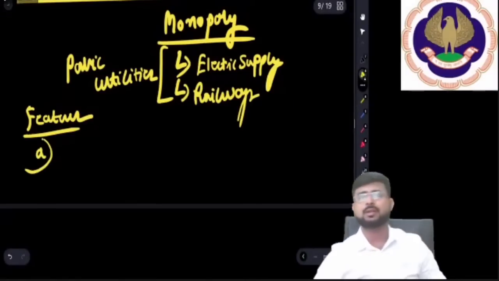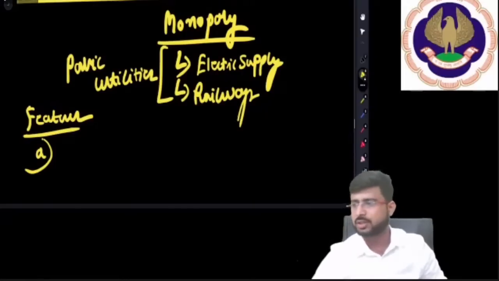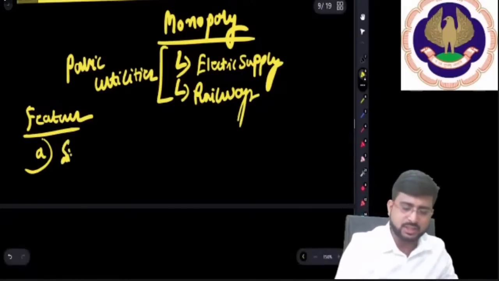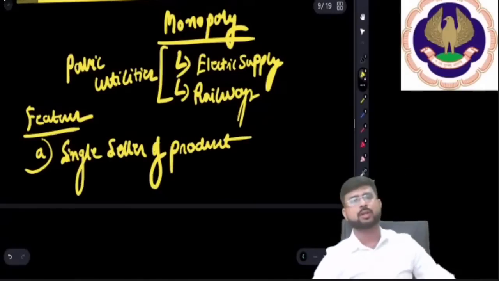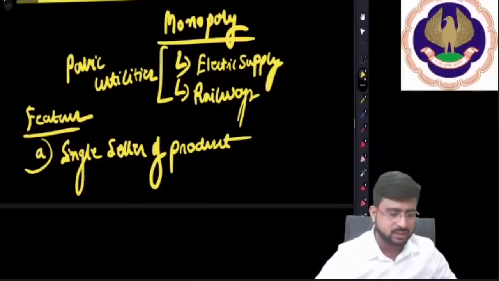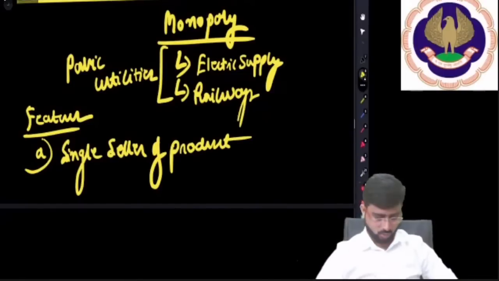Feature number one. There is a single seller of the product. There are not multiple sellers. There is only one seller who is selling the product. Full stop. Only that is going on.